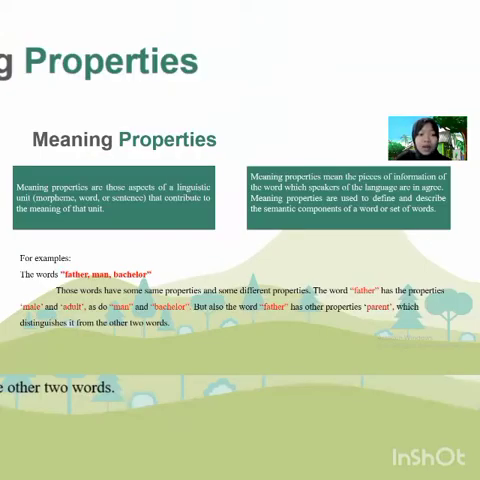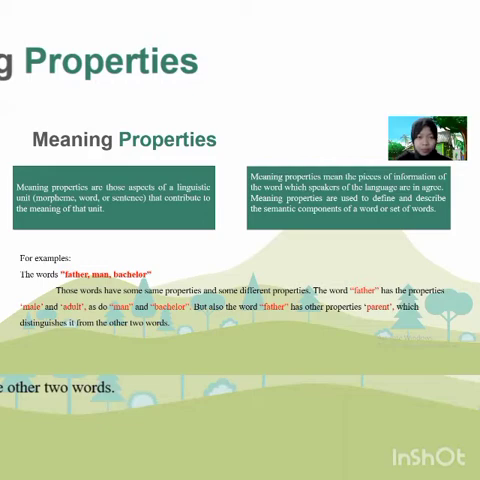Meaning properties are those aspects of a linguistic unit, morpheme, word, or sentence that contribute to the meaning of that unit. Meaning properties mean the pieces of information of the word which speakers of the language agree on. Meaning properties are used to define and describe the semantic components of a word or set of words.